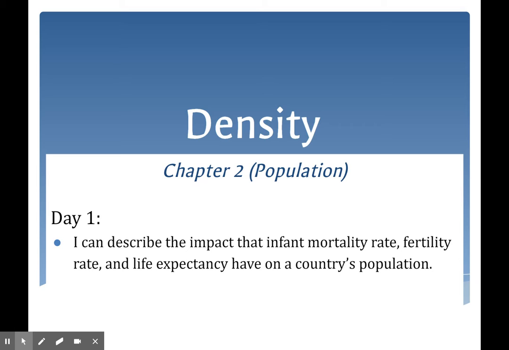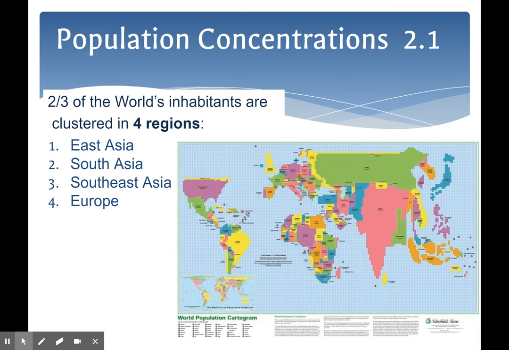It's also going to talk about why people live in certain areas of the world and maybe some other areas they stay away from. If you look at this map, you can see that two-thirds of the world's inhabitants are clustered in four different regions. So two-thirds of the world's population are in these four regions: East Asia, South Asia, Southeast Asia, and Europe.